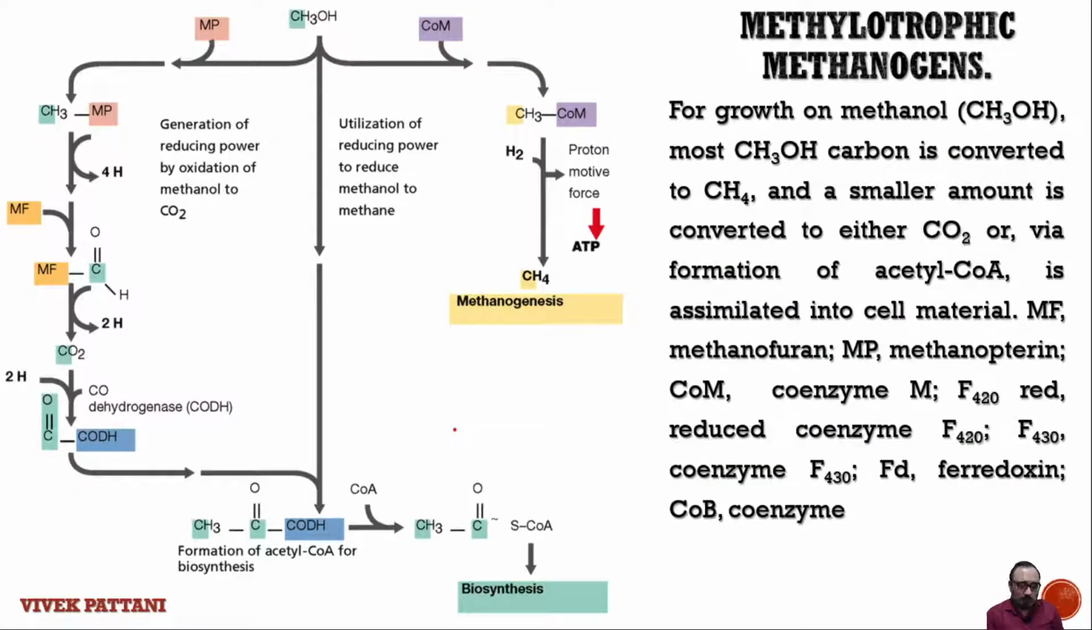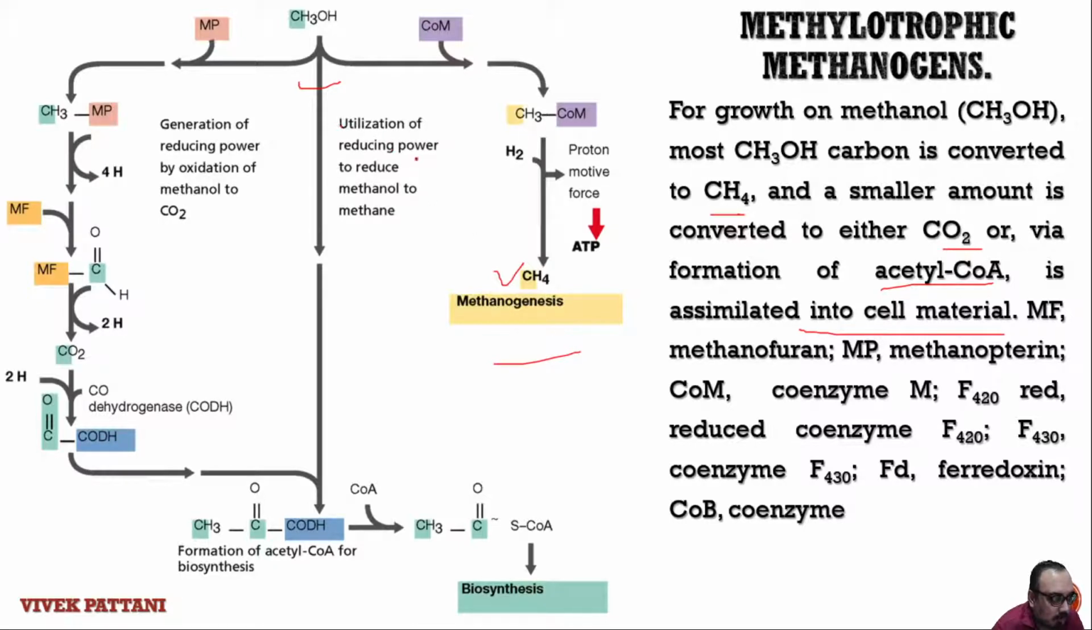Now moving forward with the mechanism of methanogenesis. For growth on methanol, most of the carbon in the methanol is converted into methane, and a smaller amount is converted either to carbon dioxide or, via formation of acetyl-CoA, assimilated into cell material. Here, methanol will be transferred to coenzyme M, and from this coenzyme M, methane will be formed. This process is methanogenesis.